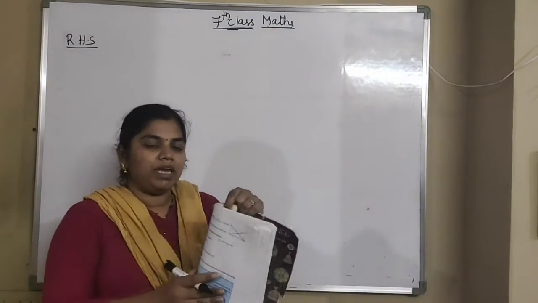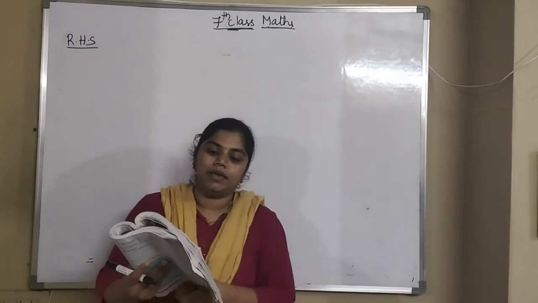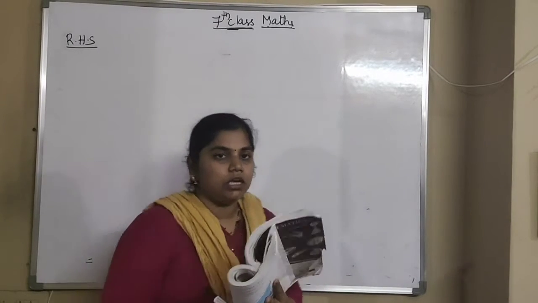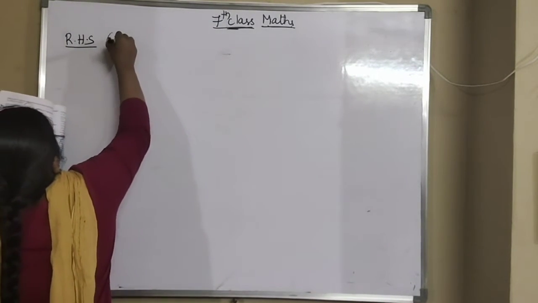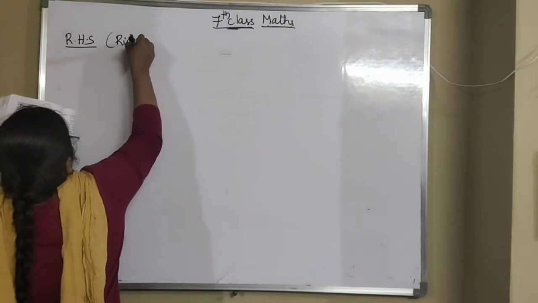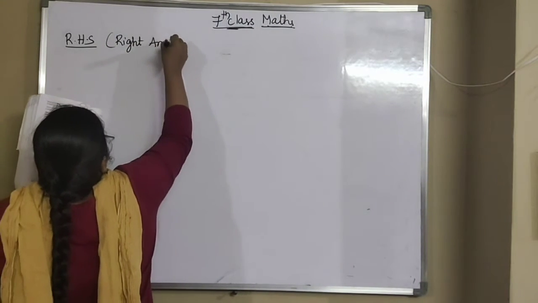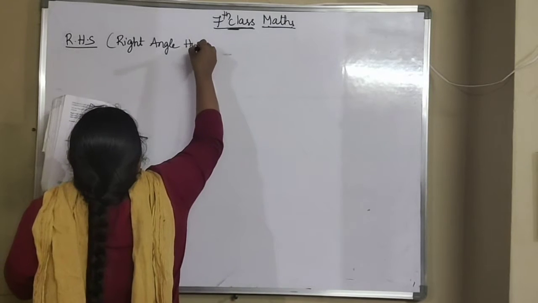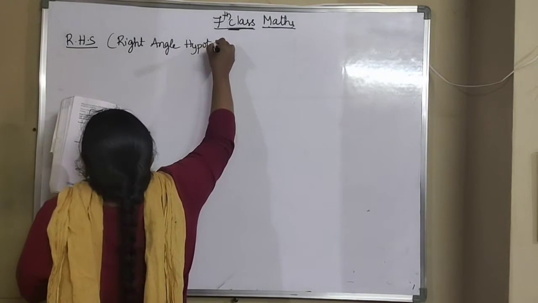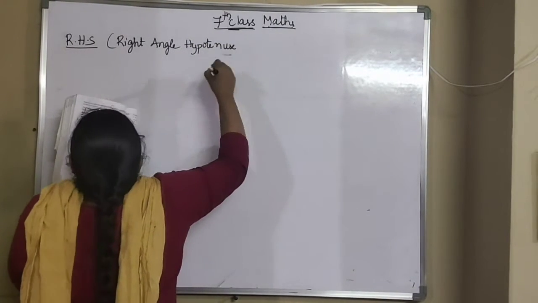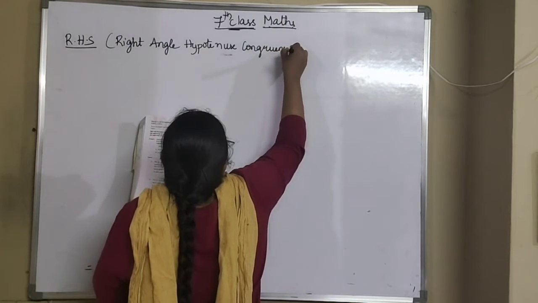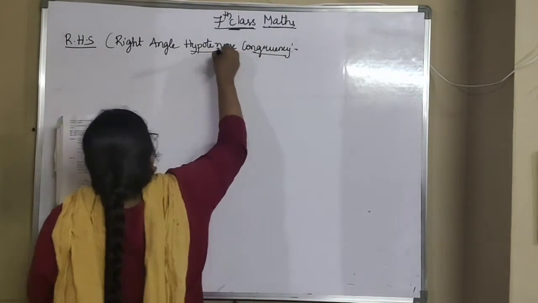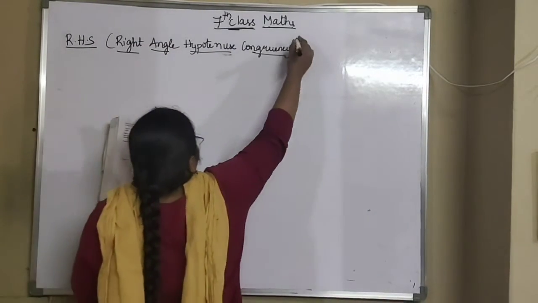What do you mean by RHS? Right angle hypotenuse congruency. So what we call this as RHS is right angle hypotenuse congruency. Okay, so what is this right angle hypotenuse congruency?